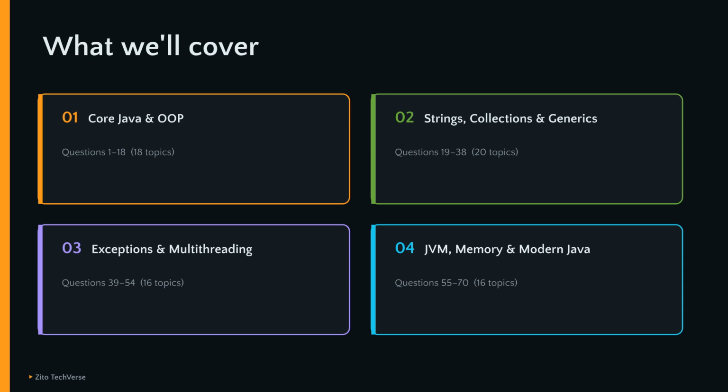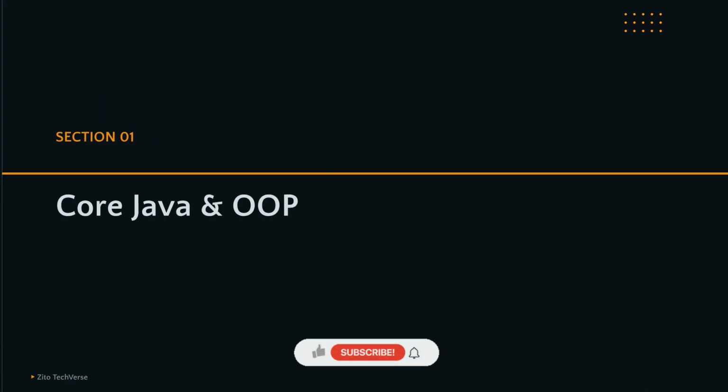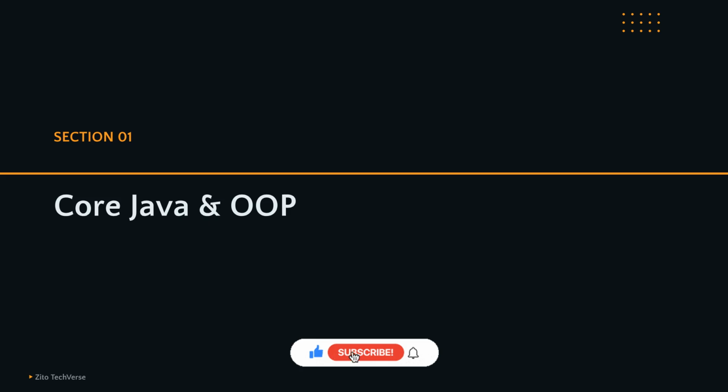We'll start with core Java and OOP, move through strings, collections, and generics, then cover exceptions and multithreading, and finally, the JVM, memory management, and modern Java. That's 70 questions to help you prep for any Java interview. Section 1 covers the foundations, core Java and object-oriented programming.